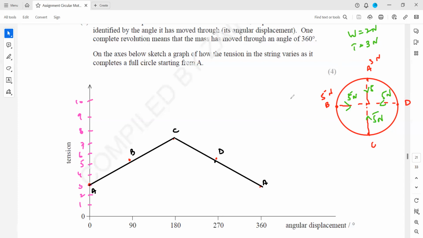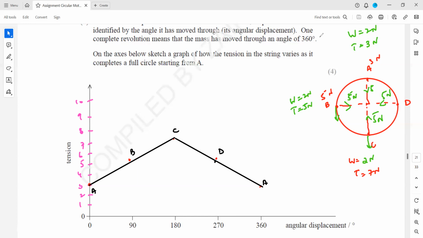Here weight is 2 Newton, but that is not contributing towards the centripetal force. That's why the tension should be 5 Newton, so that we get a centripetal force of 5. Here weight is acting downward, 2 Newton, but we want the resultant to be 5. So how much tension should be applied? The weight is 2 Newton, so the tension must be 7 Newton so that the resultant will be 5.